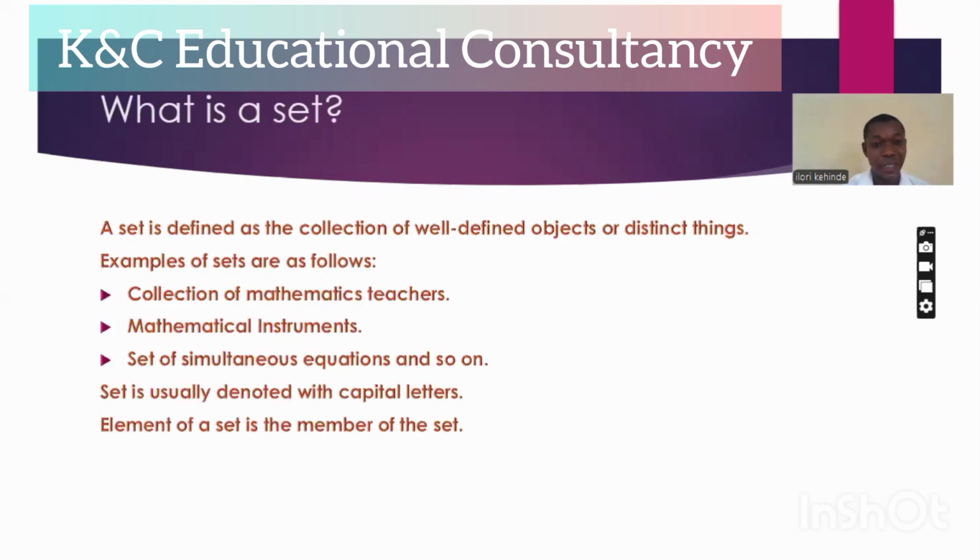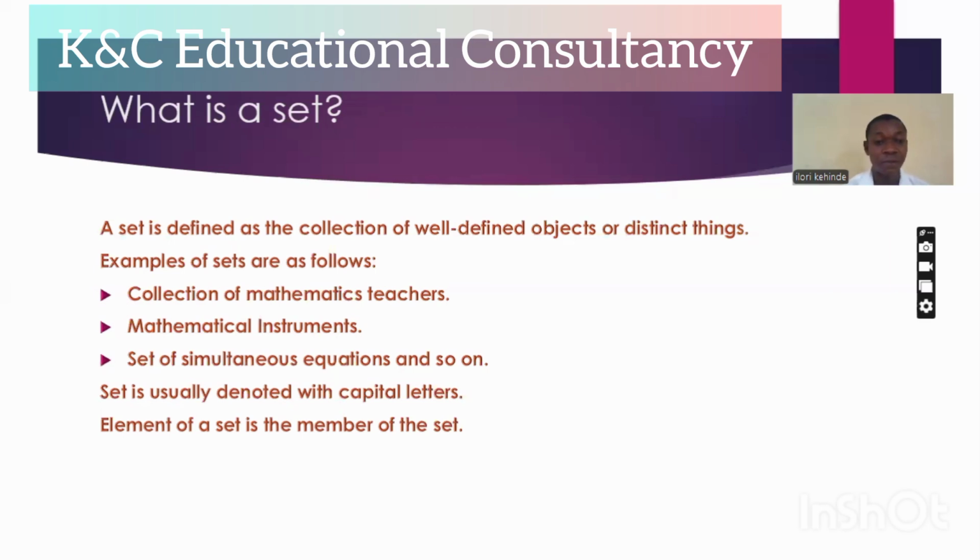Then, what is a set? Now, we said a set is defined as a collection of well-defined objects or distinct things. What do we mean? The objects we are bringing together, maybe they are using for something particular, then the collection of those objects is what is referred to as a set.